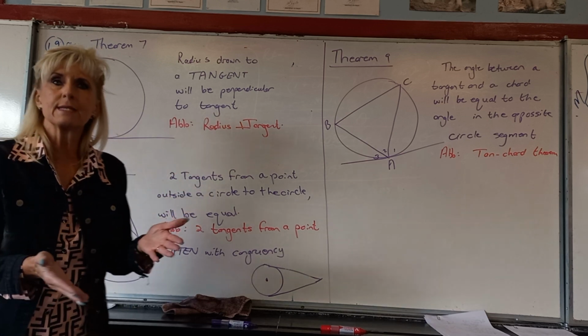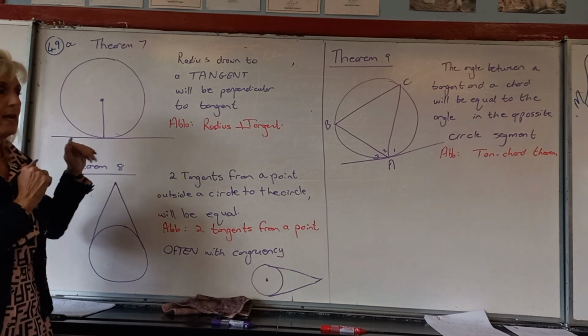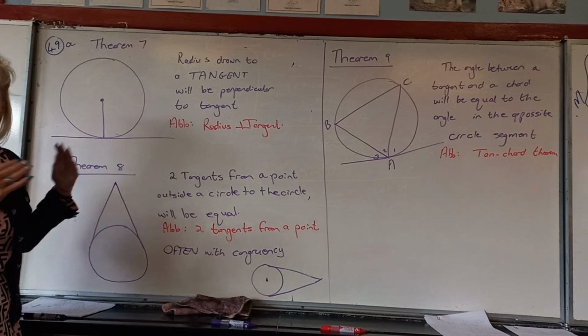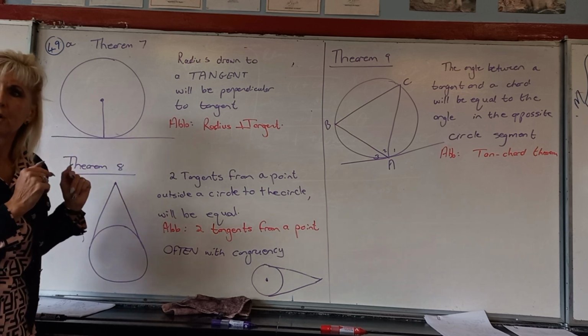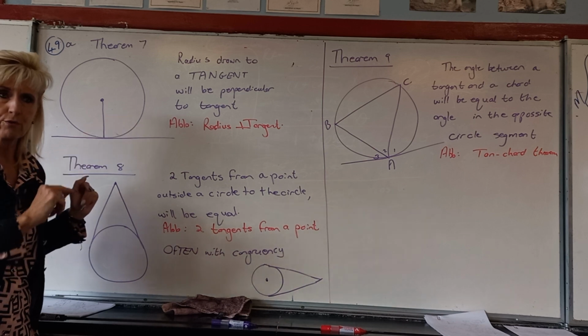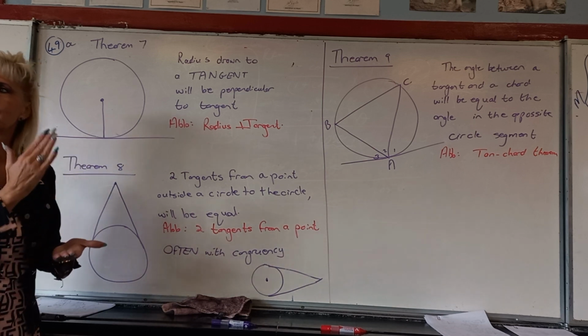A tangent is a line that touches the circle. If it's a little bit further away, it won't touch. If it goes any closer, it'll not be a tangent, it'll be a chord. It'll touch right through. It'll cut in two places. Are you with me? Yes. So a tangent just touches.